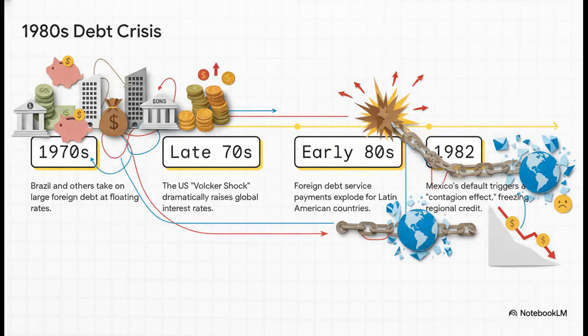And if you want to see a real-world catastrophe in action, just look at the 1980s. Back in the 70s, countries all over Latin America took on huge amounts of foreign debt. Then, in the US, the central bank jacked up its own interest rates to fight inflation. All of a sudden, the debt payments for countries like Brazil and Mexico just skyrocketed. It became unsustainable. In 1982, Mexico defaulted, and that triggered a massive, sudden stop. International credit to the entire region just froze solid overnight, kicking off what's known as the lost decade. It's a brutal reminder of how one country's policy can create a tidal wave that swamps everyone else.